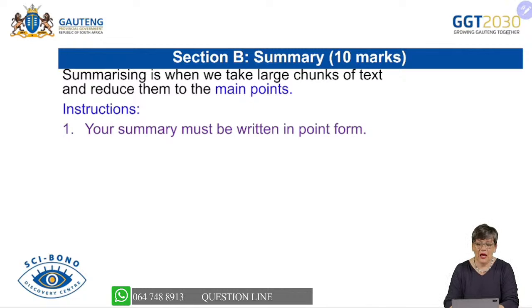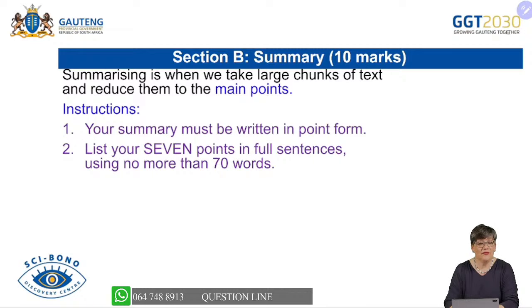Number 1, your summary must be written in point form. I hope you remember what point form means. Second, you have to list 7 points in no more than 70 words. And can I tell you, we do count the words. So it's no use trying to guess or trying to lie. We know exactly how many is 70 words. We count.